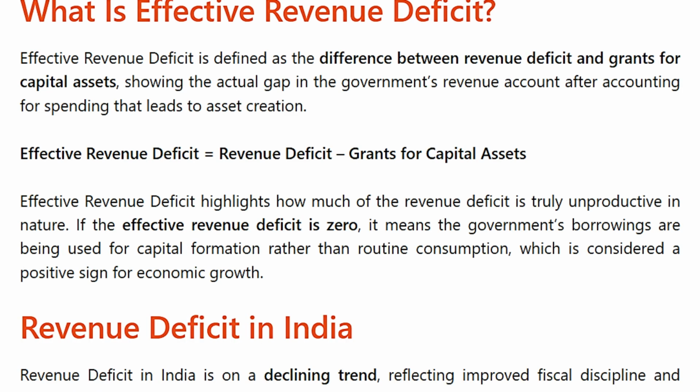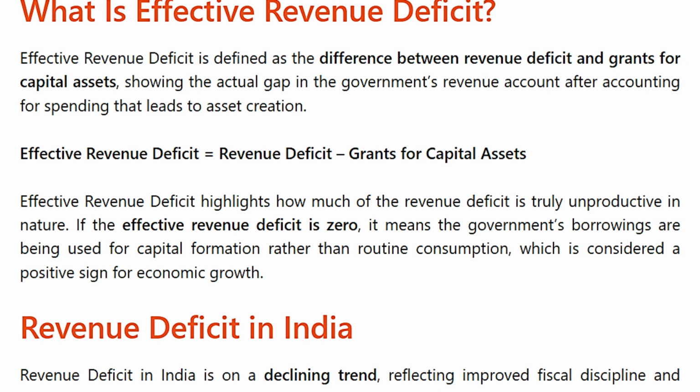What is effective revenue deficit? Effective revenue deficit is defined as the difference between revenue deficit and grants for capital assets, showing the actual gap in the government's revenue account after accounting for spending that leads to asset creation. Effective revenue deficit equals revenue deficit minus grants for capital assets. Effective revenue deficit highlights how much of the revenue deficit is truly unproductive in nature. If the effective revenue deficit is zero, it means the government's borrowings are being used for capital formation rather than routine consumption, which is considered a positive sign for economic growth.